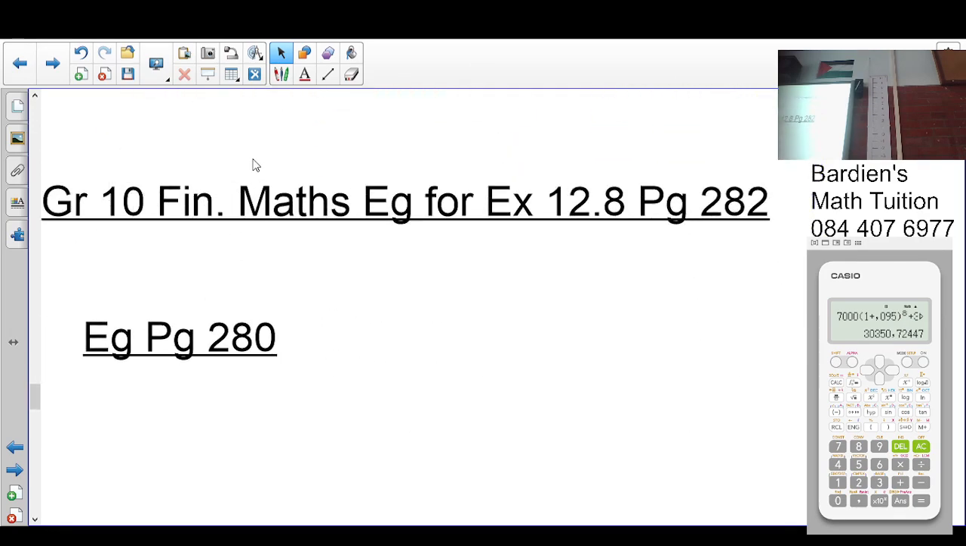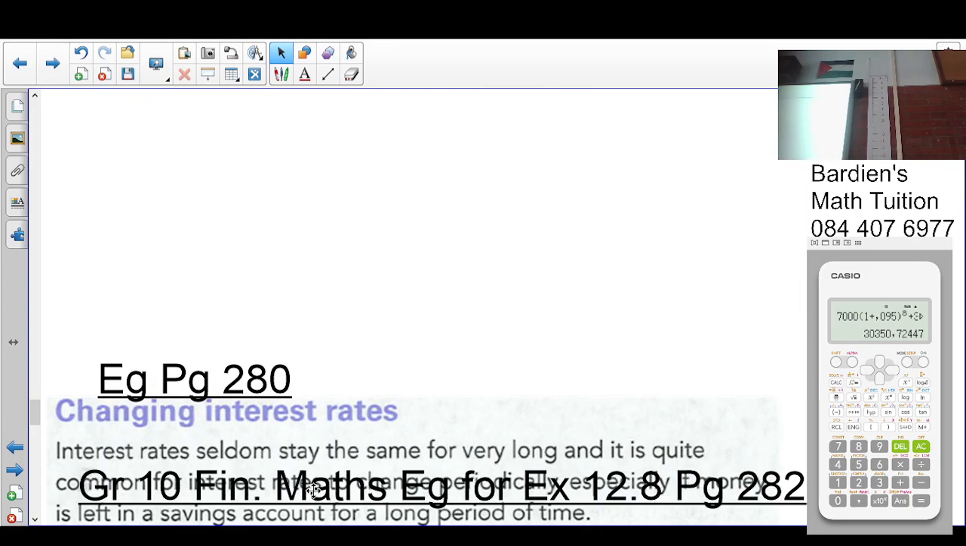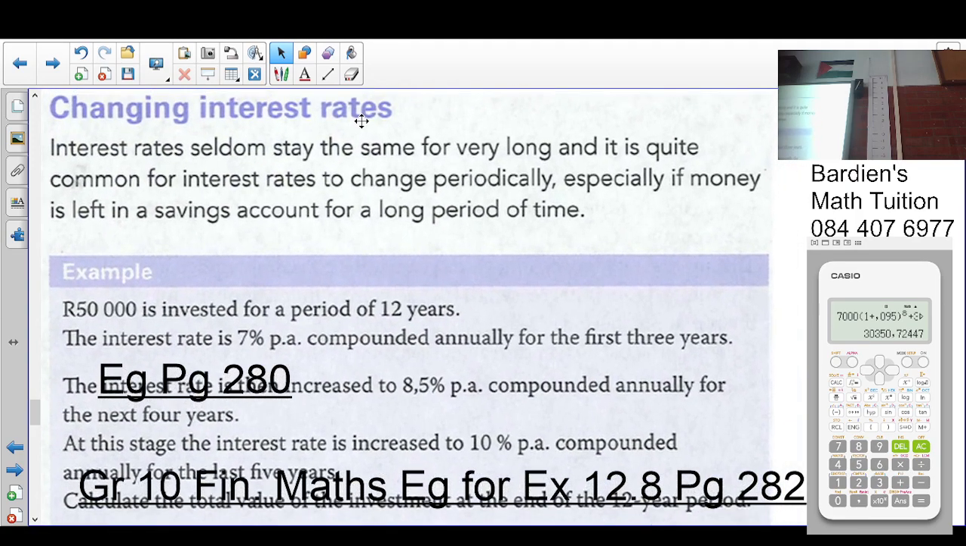Okay. Let's look at another one. Here we're looking at changing interest rates. The interest rates seldom stay the same for a very long time, and it is quite common for the interest rate to change periodically. Especially if money is left in the savings account for a long period of time.